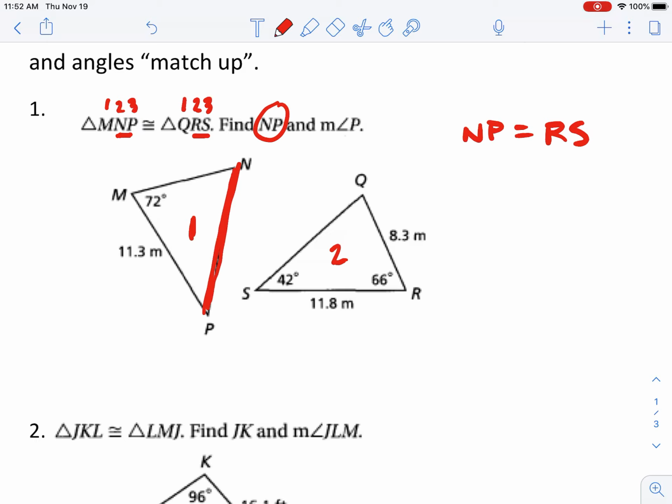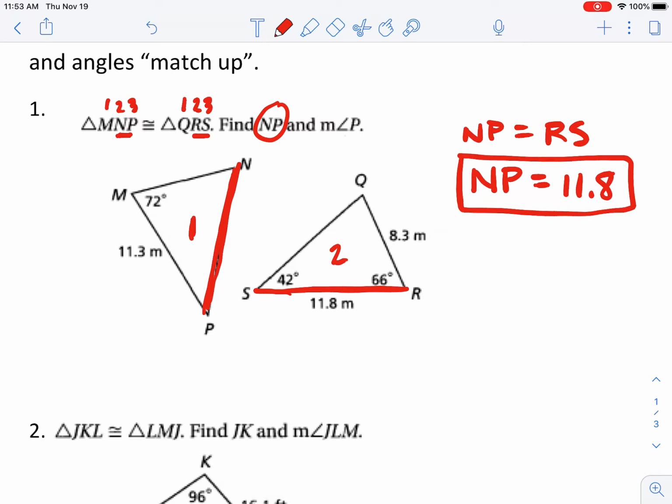So I'm going to have to go over to the other triangle and ask, where's RS? Because I know that NP has the same measurement as RS. If I go to the other triangle, here's RS, right? Here, I highlighted that one in red. Those 2 red lines are exactly the same. So NP is going to be equal to 11.8. Again, the order that they state the letters in is trying to tell you what is congruent to what.